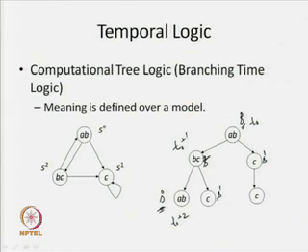Now, in case of computational tree logic, we are going to reason about this particular formula over a tree structure. That is why the name is computational tree logic. So, eventually if we have a state transition system like that, we can unfold it from a graph into a tree and we can assign the meaning of CTL with respect to this particular tree. So, we are going to say this is your computational tree logic.